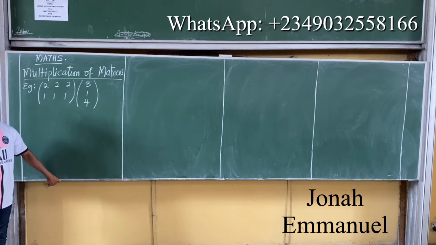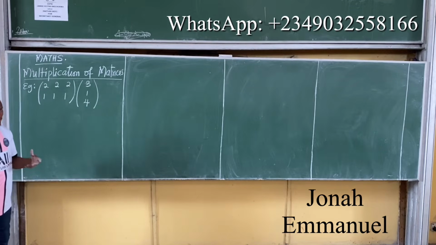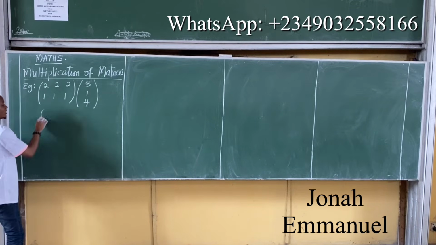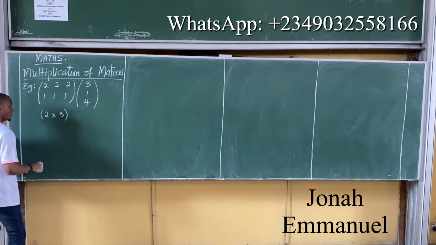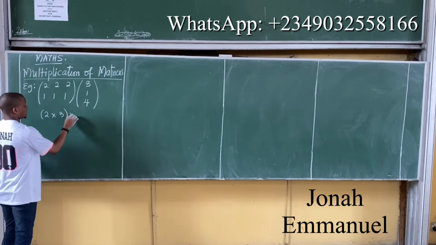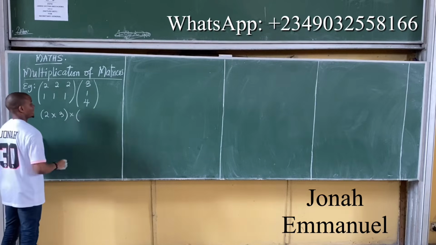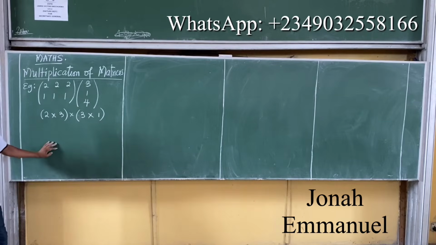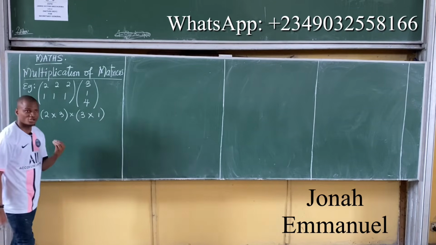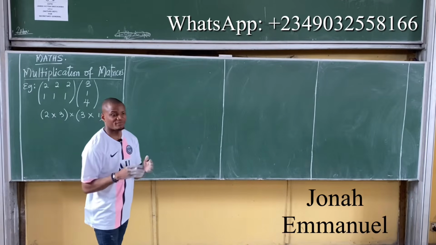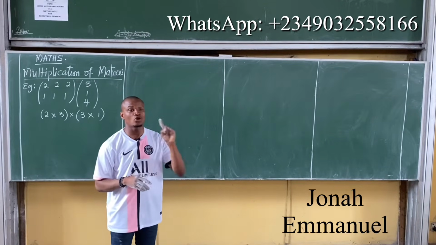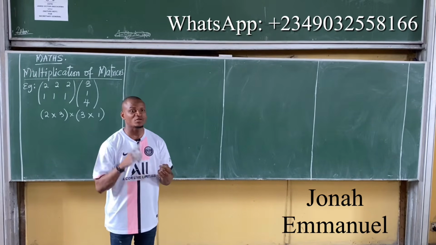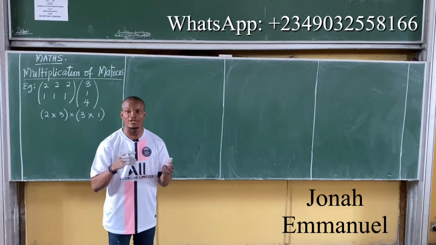Alright, so how do you know they can multiply? Simply get out the dimension. For this case, what's the dimension here? 2 by 3. So this multiplying, what's the dimension here? 3 by 1. So can this multiply? Yes. Why? We said the condition when it comes to multiplication of matrices is that the column of the first matrix must be equal to the row of the second matrix.